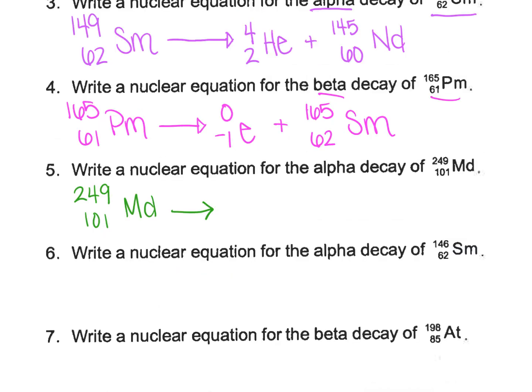Okay, so number 5, what kind of decay is happening? Alpha, so what kind of particle is produced? Still alpha, right? Okay, do you want me to use the alpha or the helium? Helium. Okay, if you use the alpha symbol, is that also okay? Totally fine. Okay, and then 249 minus 4. 245. And 101 minus 2. 99. And what element's 99? Good. Es.